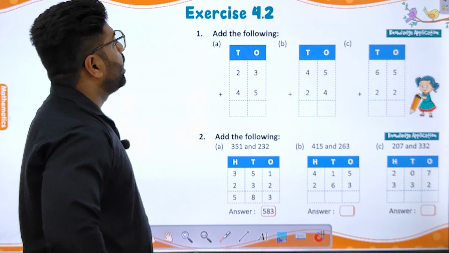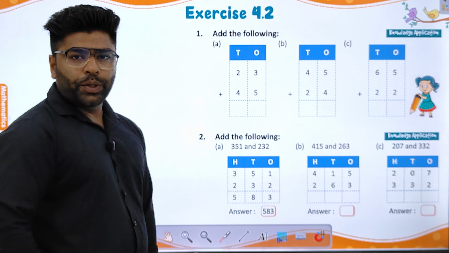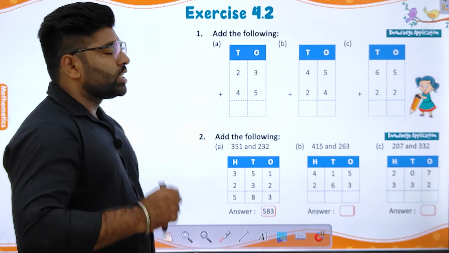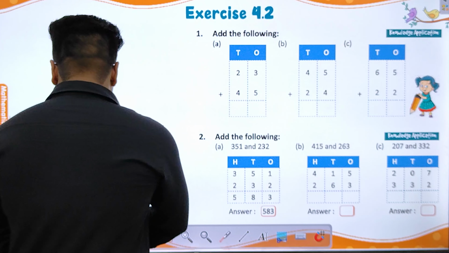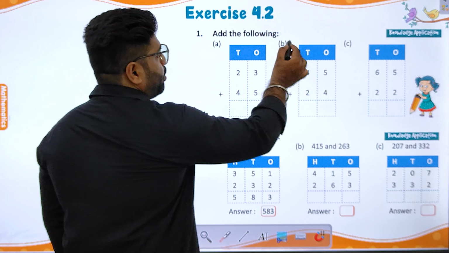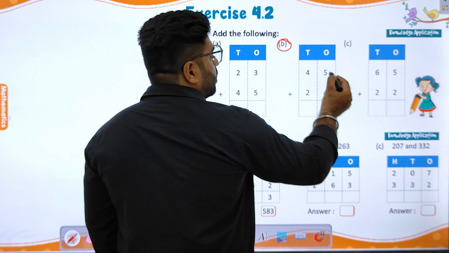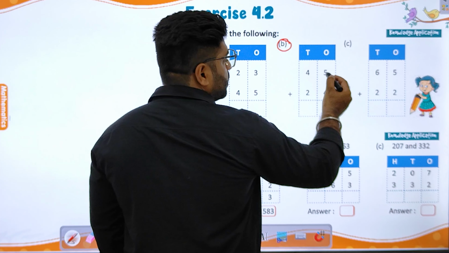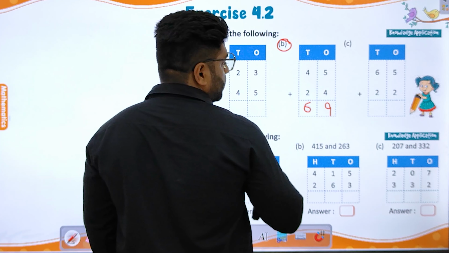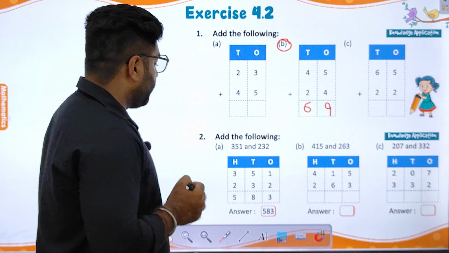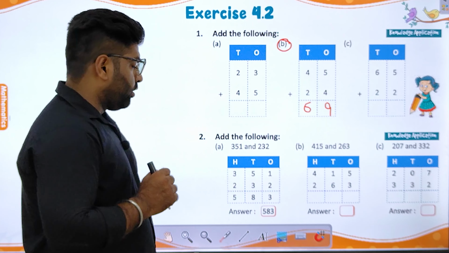Okay, now here we are having our exercise 4.2. So we are going to start our question number 1, that is add the following. Let's pick one question from here, that is B part. So we have to add the ones place first, that is 5 plus 4 is 9 and 4 plus 2 is 6. Simple.